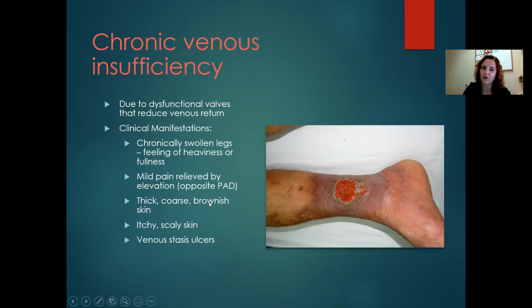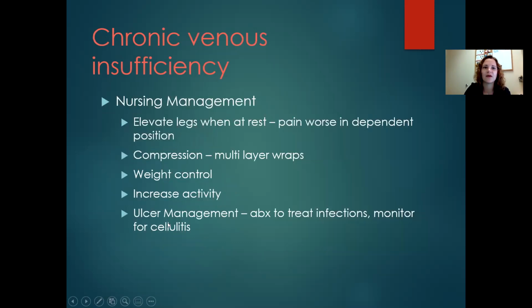They'll have thick, coarse, brownish skin with itchy, scaly skin. Remember, peripheral artery disease is the opposite. It's got pallor and hairlessness, where this is thick, coarse, brown, itchy, scaly skin. And then remember that difference between venous stasis ulcers and arterial ulcers.